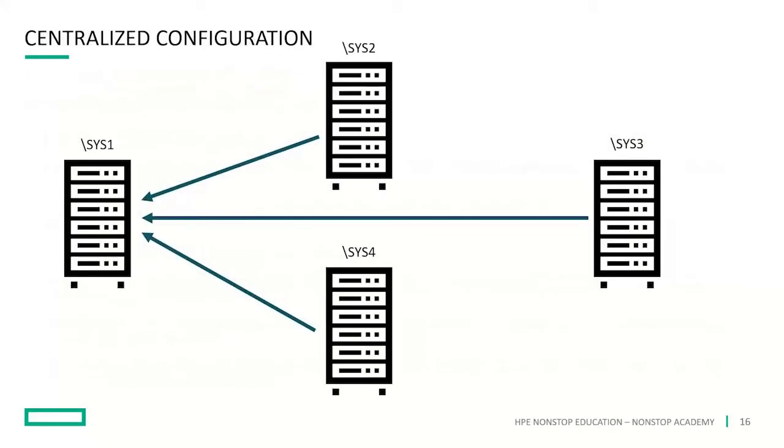Here's a picture of what a centralized configuration looks like. If you had systems 1, 2, 3, and 4, and they were all forwarding their audit data to system 1, you can do that. The downside of this is when system 1 needs to be down for any reason, whether that be an operating system upgrade or a communication failure or a power outage, things like that, your data collection is going to stop from the other three systems.